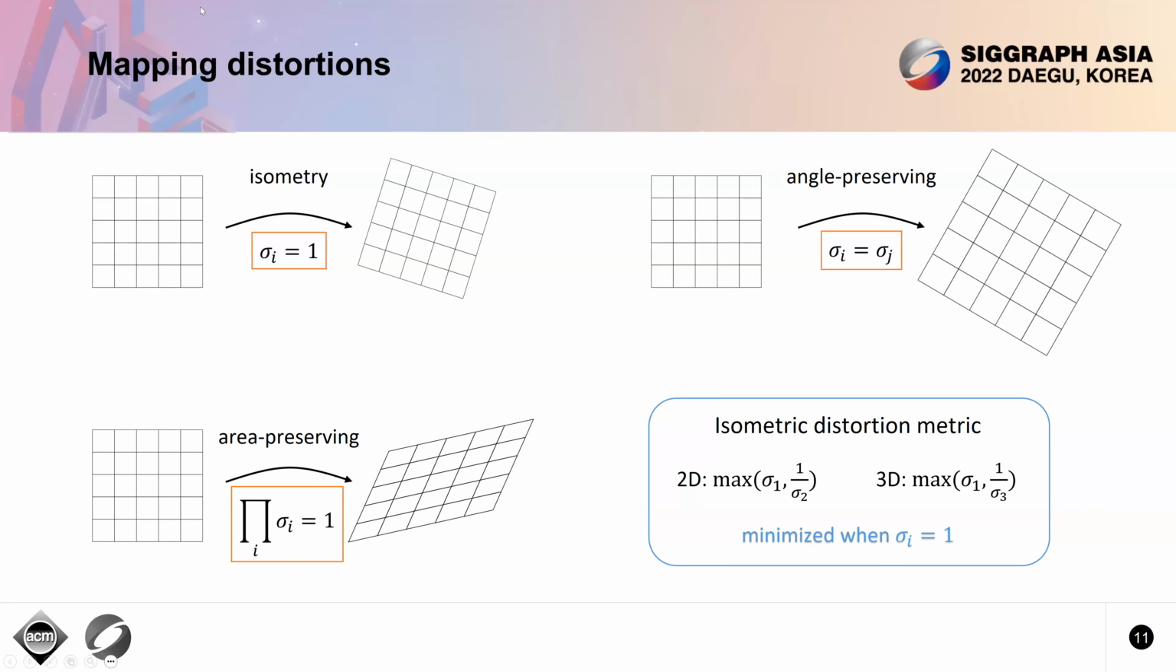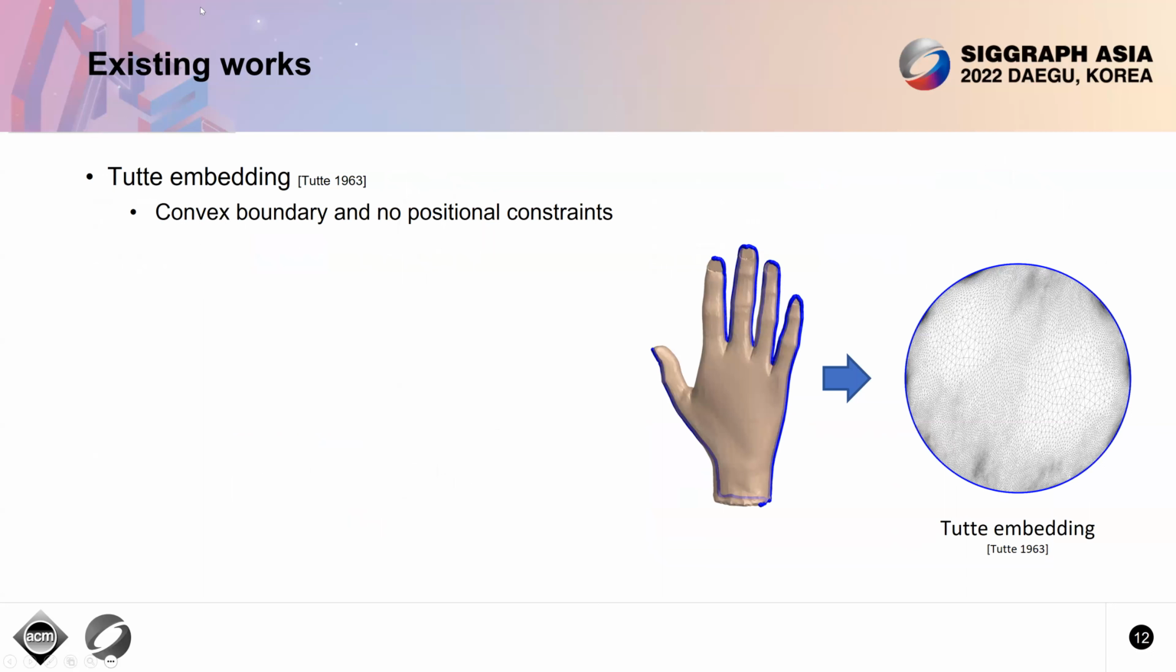However, few methods can produce such maps while satisfying constraints. A classical method to obtain an injective map is Tutte embedding. However, it requires fixing a convex boundary, and it also doesn't accept arbitrary positional constraints.